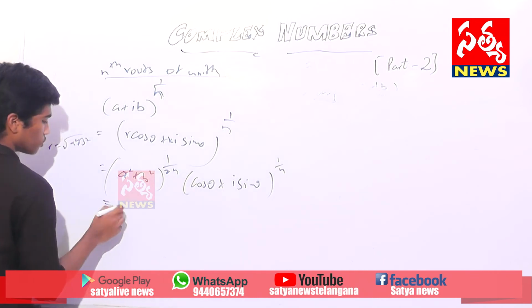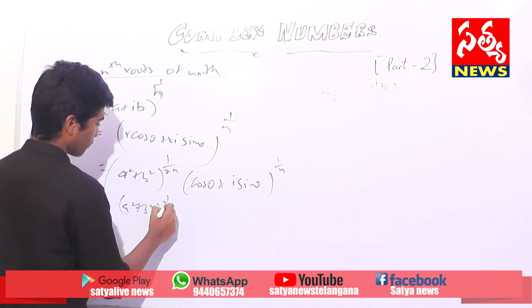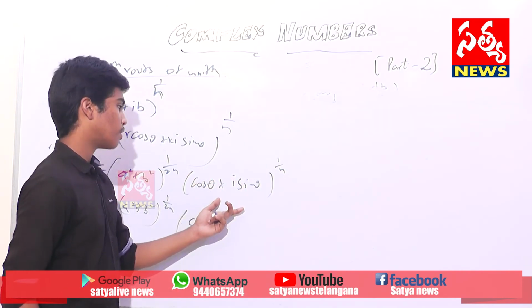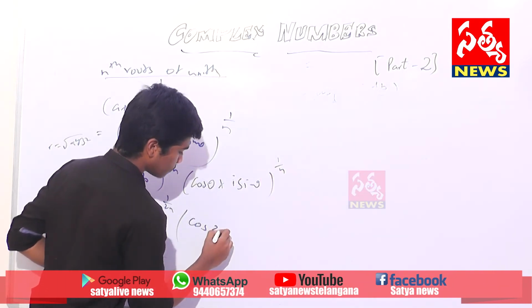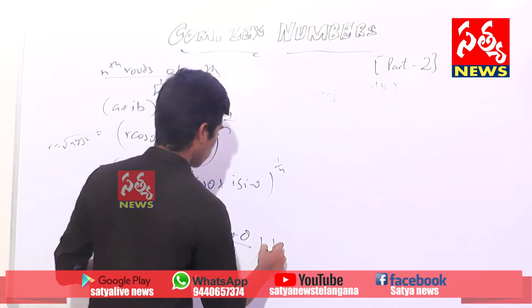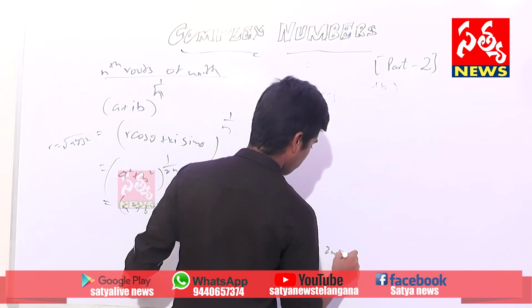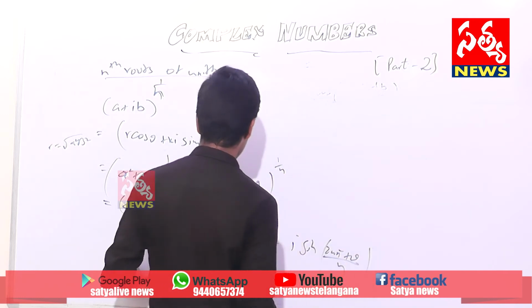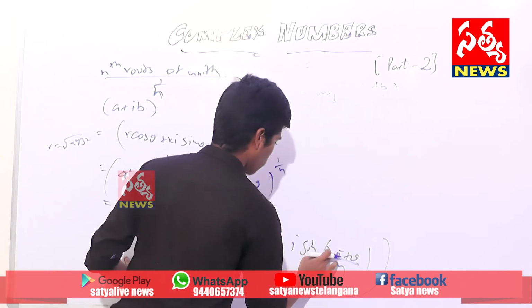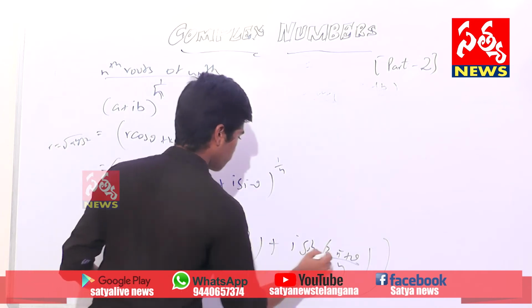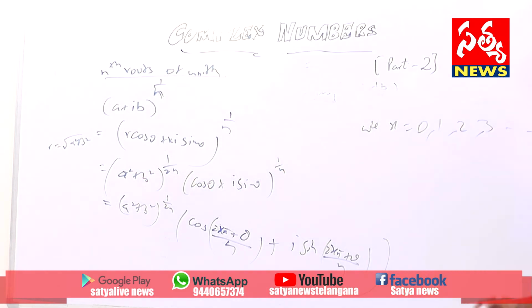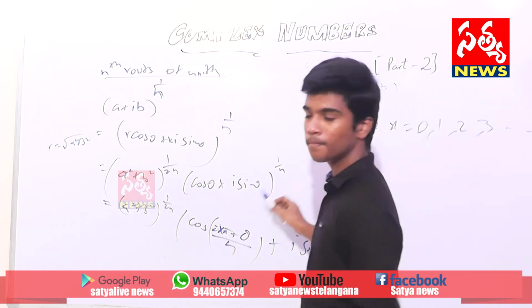Now here we have to use De Moivre's formula. Before using De Moivre's formula we have to apply trigonometric equations. We get (a square plus b square) whole power 1 by 2n into cos of (2k pi plus theta) by n plus i sin of (2k pi plus theta) by n, where k is equal to 0, 1, 2, 3, and so on. So these are the nth roots of unity.